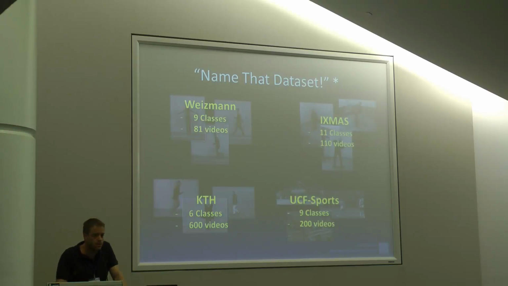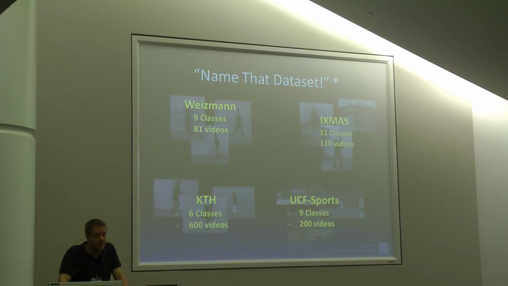Another thing that comes to mind when you're looking at them is the number of classes they contain. The Weizmann and KTH have 9 and 6 classes each. UCF Sports also has 9. IXMAS comes up with a whopping 11 classes. It's a huge number of classes.